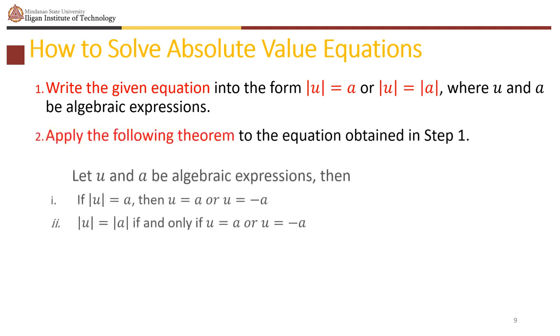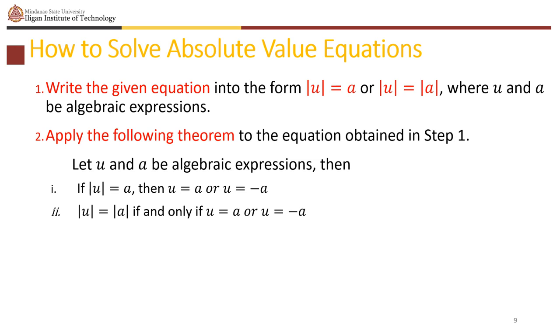That is, we let u and a be algebraic expressions. Then, if the absolute value of u is equal to a, then u is equal to a, or u equals minus a. Absolute value of u is equal to absolute value of a if and only if u is equal to a, or u equals minus a. Step 3: solve each of the equations u is equal to a, or u is equal to minus a. Step 4: check the values obtained in step 3 by substituting the numbers into the original equation.